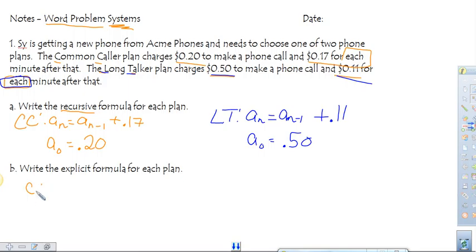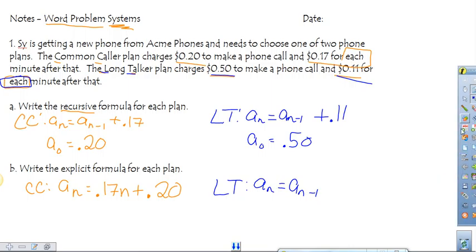We've already done this a billion times, especially if we played Battleship, because it was awesome. So a sub n equals our slope, our common difference, what's changing each time, which is our 0.17n plus, and it's already a sub 0, so it already is our initial. Boom, you're done.